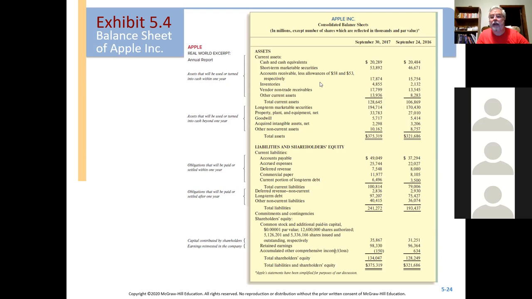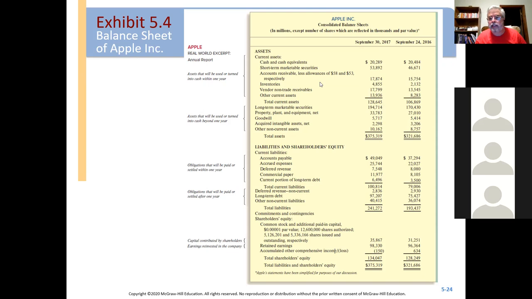Now, inventory is rather interesting, folks. Because Apple has manufacturing, some companies will list a breakdown of their manufacturing inventories. Apple is summarizing it. This is something that I would go to immediately in the notes, because I'd want to see the breakdown of the manufacturing inventories. The vendor non-trade receivables have to do with a specific relationship that Apple has with its vendors. It's a little bit above and beyond this particular course. And then other current assets would be mainly prepaid expenses and supplies.